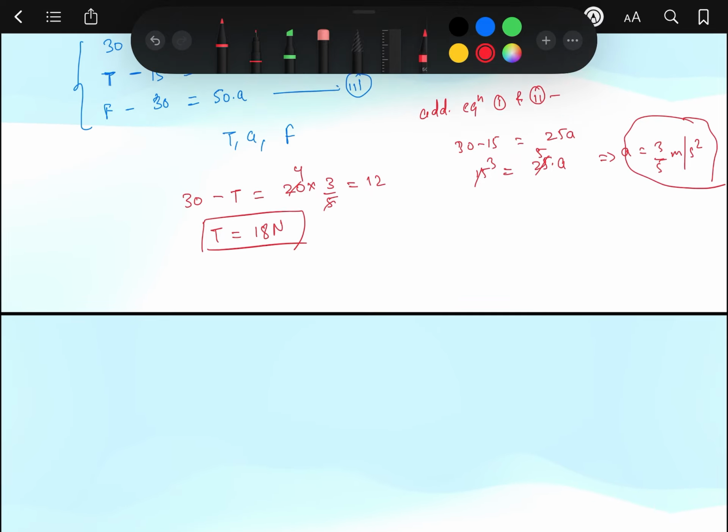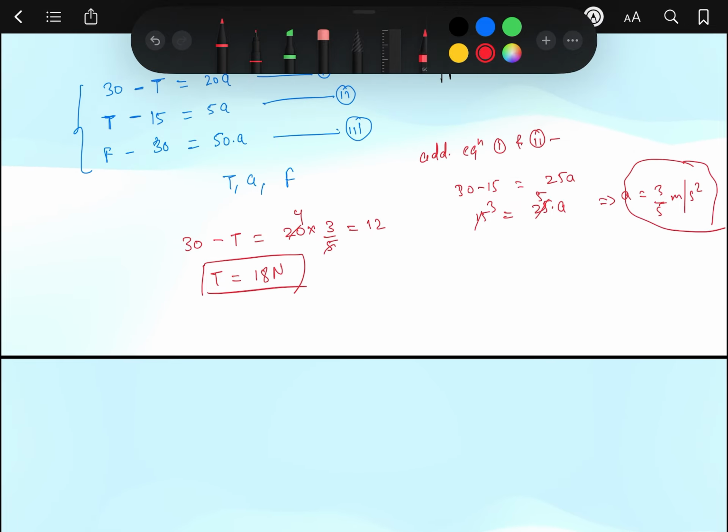Similarly, if I put this acceleration value in this equation number 3, then I can easily get the value of capital F, that will be equal to 30 plus 50 multiply the value of acceleration, that is 3 by 5. That is 30 plus 30, that means 60 Newton. So capital F we are getting here 60 Newton.